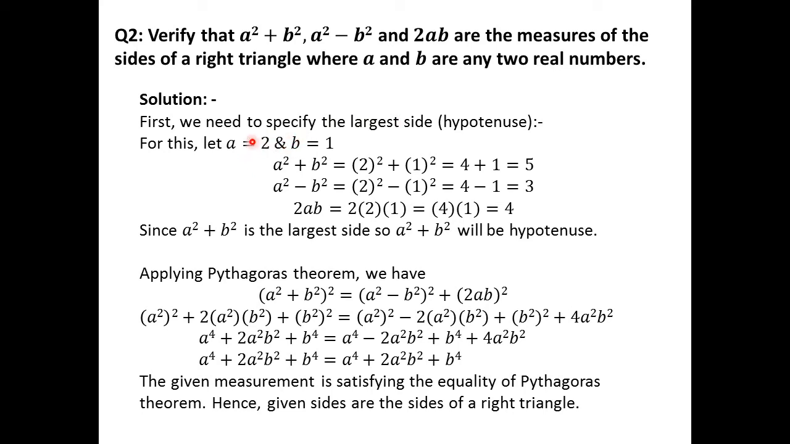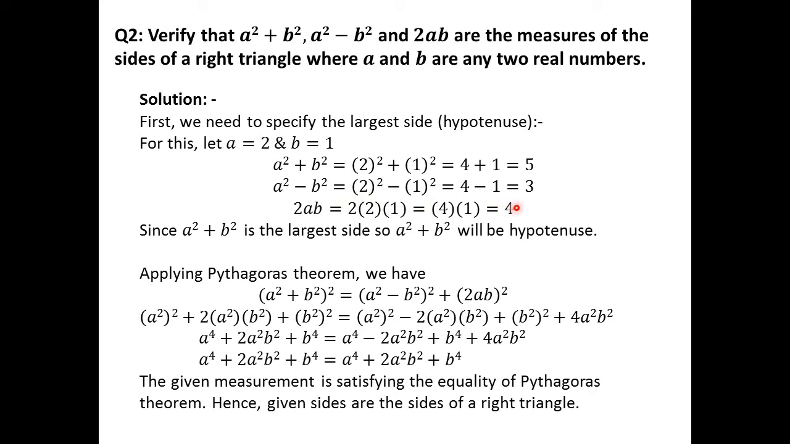On letting a is equal to 2 and b is equal to 1, a square plus b square will give you 2 square plus 1 square, and further it will become 4 plus 1 is equal to 5. So a square plus b square is equal to 5. On putting these values in a square minus b square, we get 2 square minus 1 square is equal to 4 minus 1 is equal to 3. So 3 is the value of a square minus b square. And when we put these values of a and b in 2ab, we get 2 into 2 into 1, that is 4 into 1 is equal to 4.